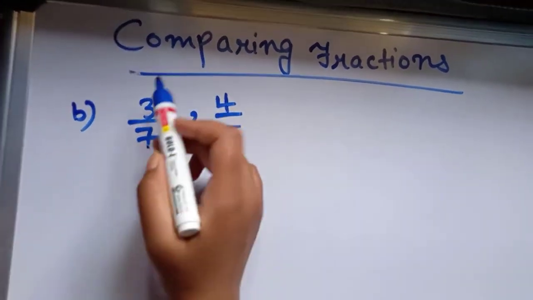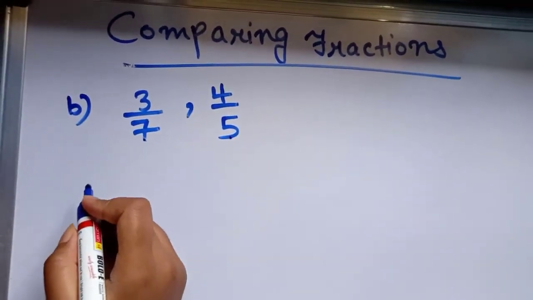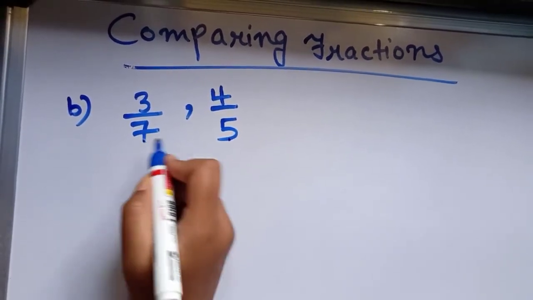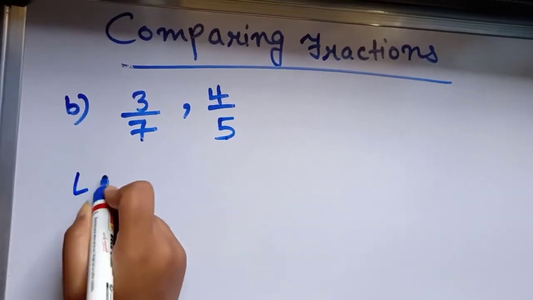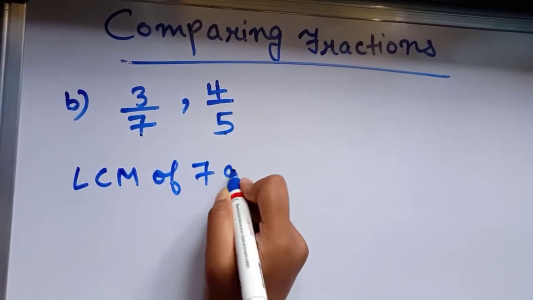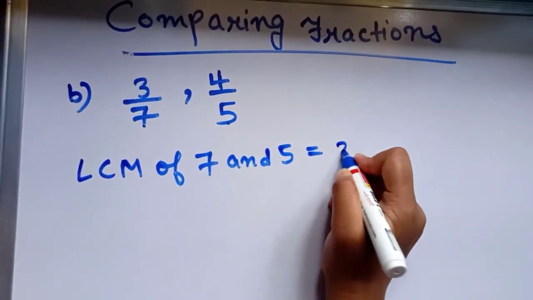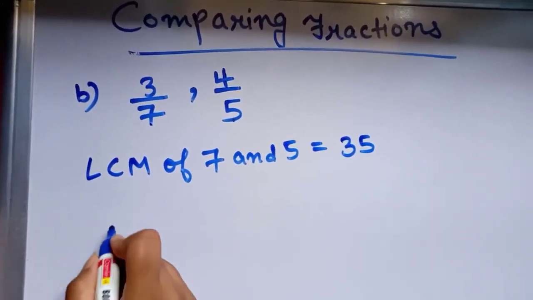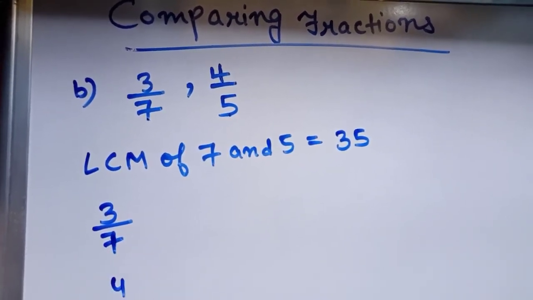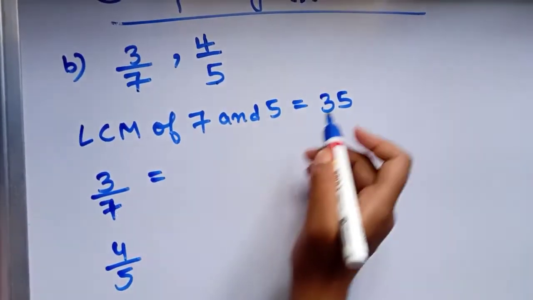So, in order to compare, we need to first convert them into like fractions. So, how will we do it? By finding the LCM of the denominators. The denominators we have over here are 7 and 5. So, you will find the LCM of 7 and 5. What is the LCM of 7 and 5? It is 35, right? So now write the fractions as they are. Now in place of this 7, you need to write what? 35, correct?